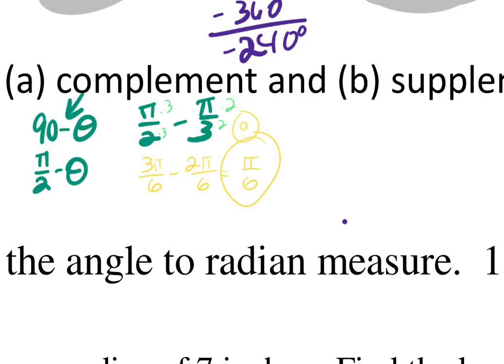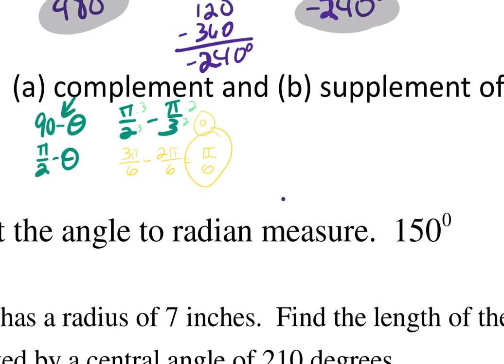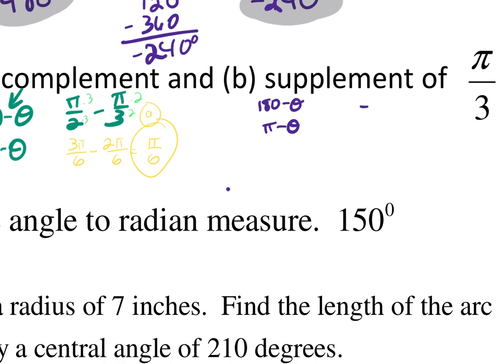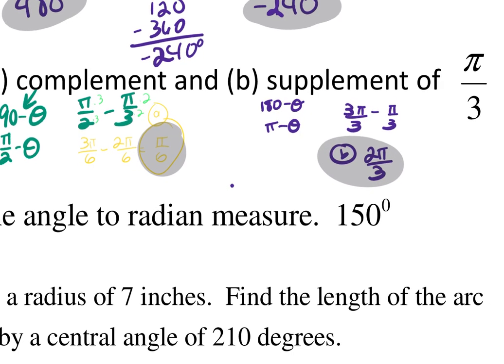And then to find a supplement, you're going to subtract from what? 180 if it's in degrees, and if it's in radians, what's the equivalent of 180? Pi, good. So I would do pi minus pi over 3, 3 pi over 3 minus pi over 3, which is 2 pi over 3. Good so far?